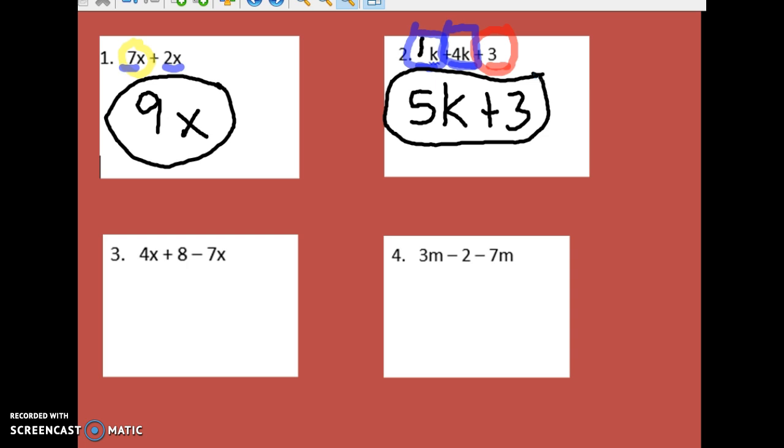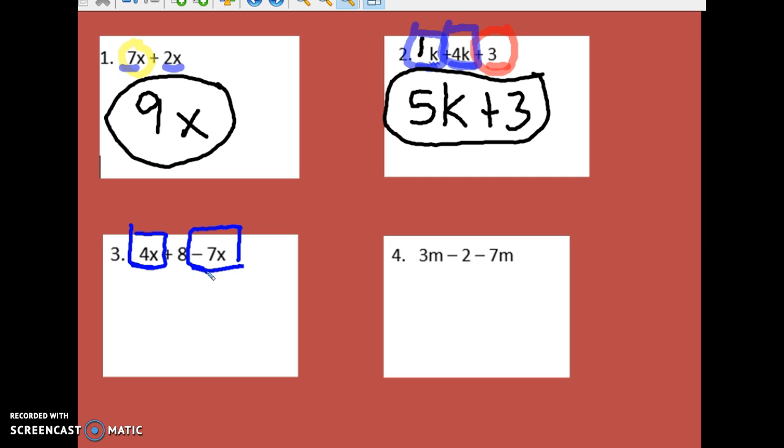Example number 3, you'll notice we have 4x, we have another constant of plus 8, and then we have minus 7x. What I'm going to do is put a box around the 4x, and I'm going to put a box around the 7x, but I'm also going to include the minus, because that tells us that that 7 is negative. We don't want to think in terms of plus or minus anymore. We want to think in terms of, is the coefficient positive or is the coefficient negative? So we have 4x plus negative 7x, or 4x minus 7x.